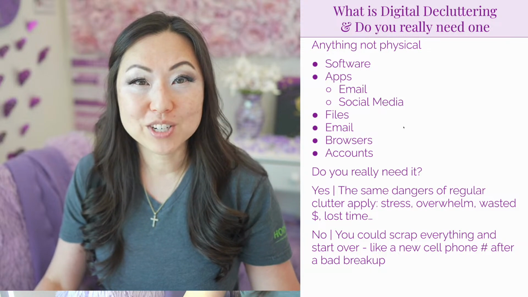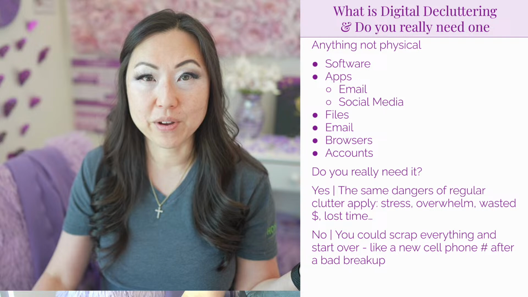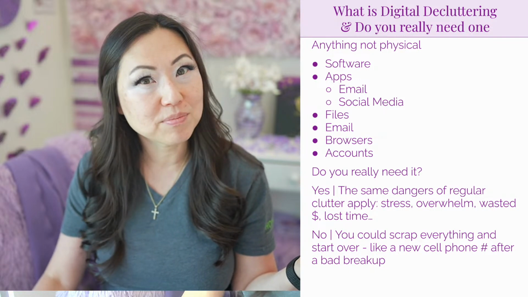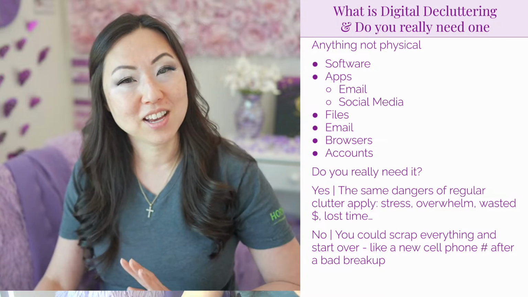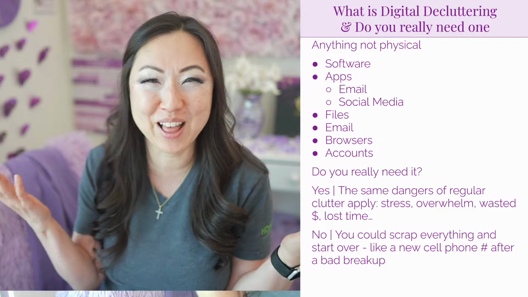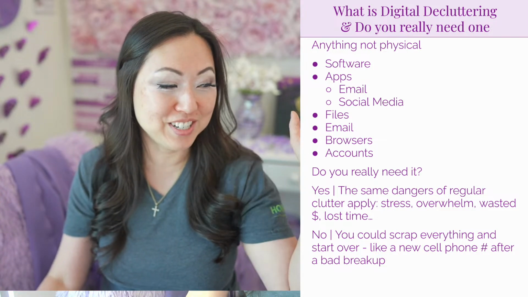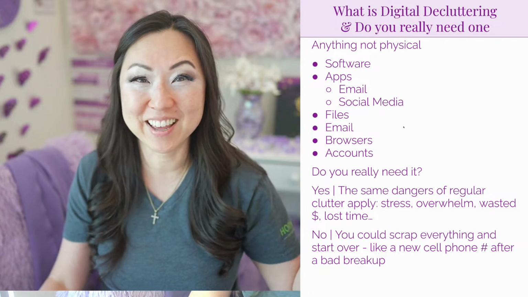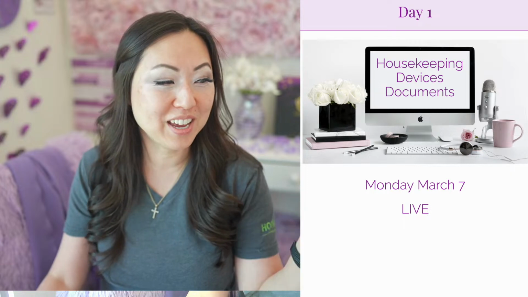Like I used to do this all the time with cell phones back in my 20s and 30s with cell phone numbers. I would break up with a boyfriend, and then I'd be like, well, I don't want to talk to him anymore. So instead of doing the mature thing and just telling him not to call anymore, I'll just get a whole new phone number. That seemed like a great idea at the time. So you could do that too. You could just scrap everything and get a whole new persona. But otherwise, the more mature thing is just to do this.